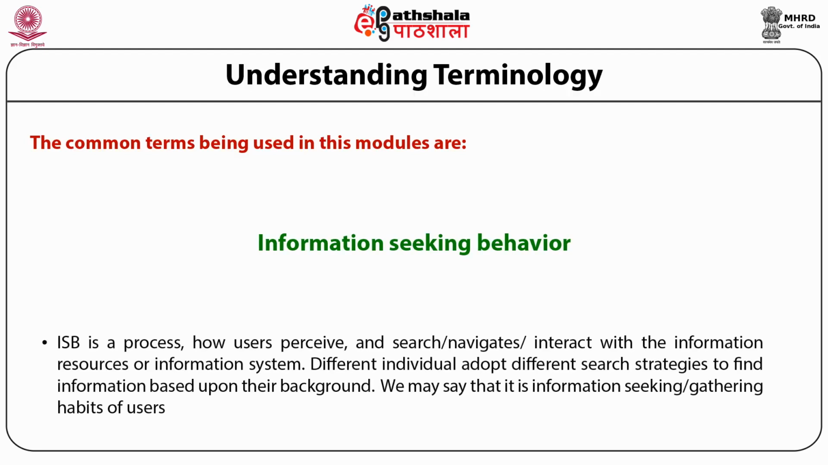Information seeking behavior is a process of how users receive, search, navigate, and interact with information resources or information systems. Different individuals adopt different search strategies to find information based upon their background. We may say that it is the information seeking and gathering habits of users.